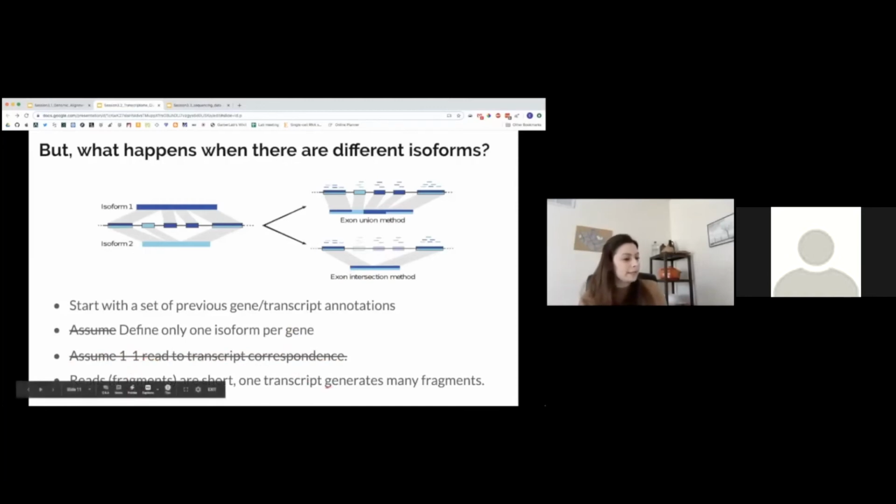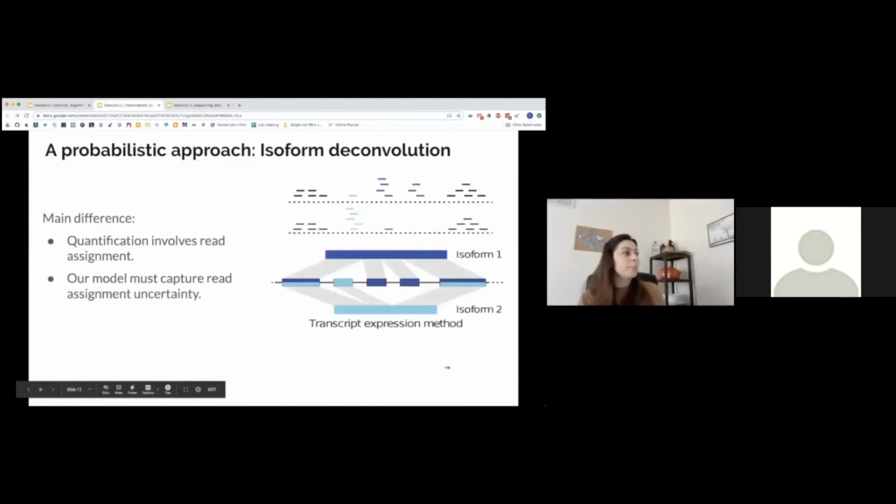And lastly, we still rely on the fact that the read fragments are short and come from one transcript, because the reason we give up that assumption is because one transcript will generate many fragments. All right, so the problem with these methods is clear. So how can we do a better approach?